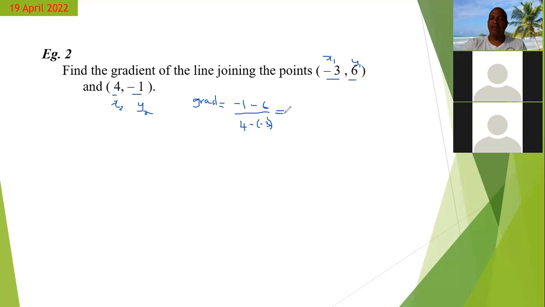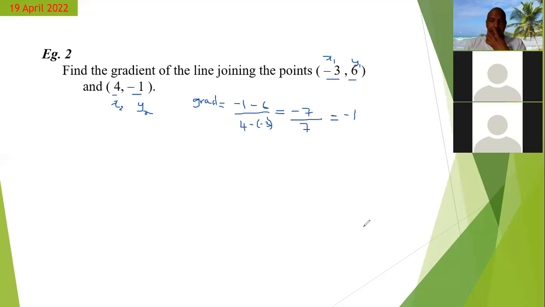So all we need to do now is simplify based on our signs. If you have a negative 1 and a negative 6, you add these negatively and you get negative 7. Down here you have positive 4, but a negative times a negative gives a positive 3, so this becomes positive 7. And so your gradient would be negative 1.